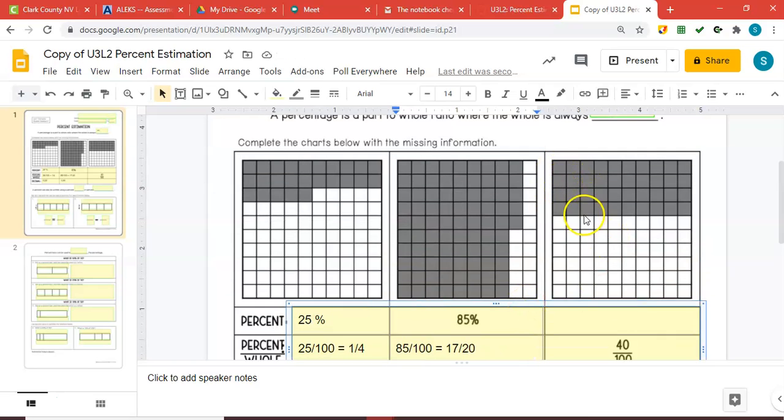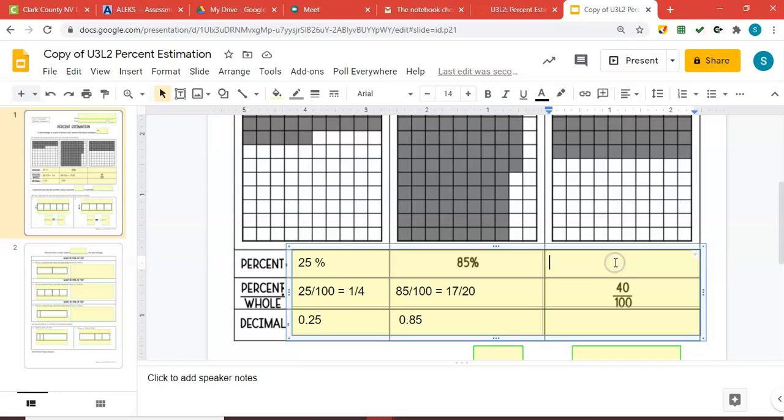Let's take a look at this one. 1, 2, 3, 4 rows of 10, so that is 40 blocks. So that's 40%, which is 40 out of 100, which is also 4 out of 10 or 2 out of 5, right? And then this one is 0.4 or 0.40.